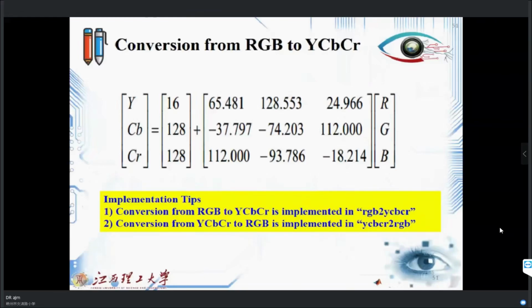Then the conversion from RGB to YCbCr is given by this formula or this matrix form. In MATLAB, RGB to YCbCr is done with rgb2ycbcr, and YCbCr to RGB can be implemented by ycbcr2rgb. We can use these MATLAB functions, but really it is the action of this matrix on RGB plus some coefficients that are added, which generates this conversion for us.